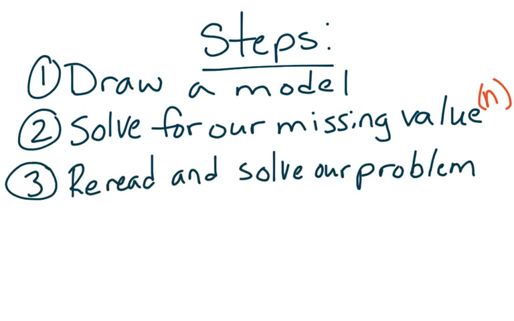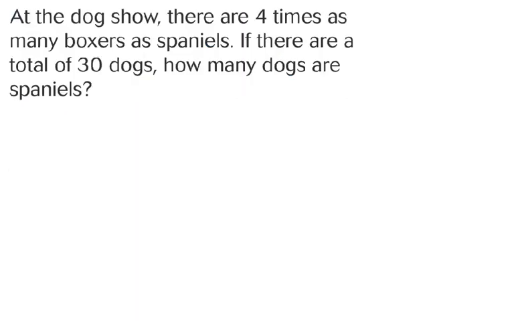And our final step for solving these problems is to go back, reread, and actually solve the problem that the original question is asking us. Let's take a look at another problem. At the dog show, there are 4 times as many boxers as spaniels. If there are a total of 30 dogs, how many dogs are spaniels?